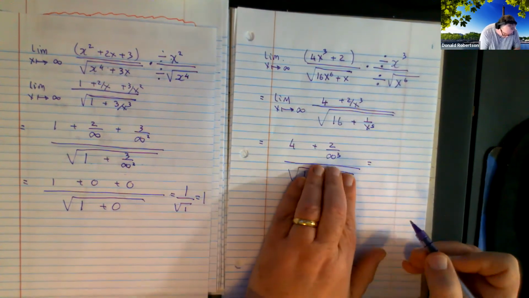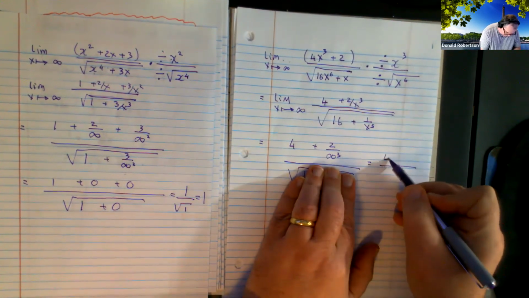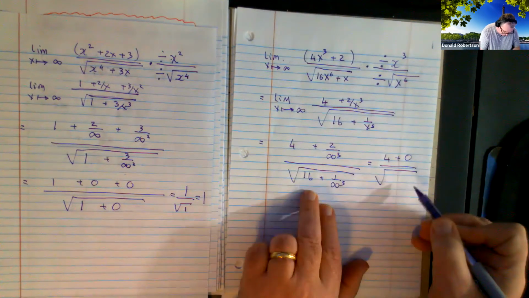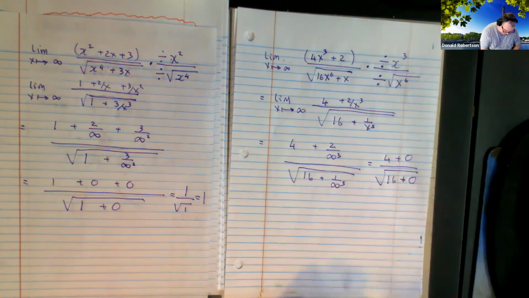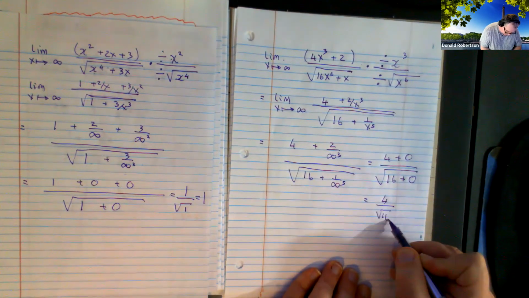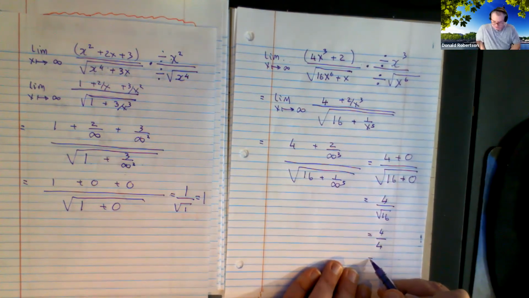Top row, 4 plus 0. Bottom row, square root, 16 plus another 0. 4 on the top, square root 16 on the bottom. Positive square root. Answer is 1 again.